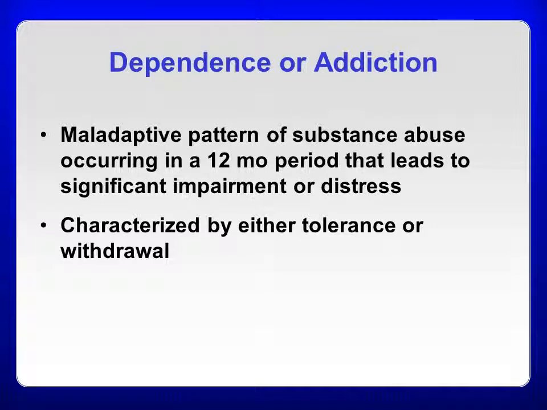Then you have dependence or addiction. So dependence or addiction is a maladaptive pattern that leads to significant impairment or distress, and this will get further characterized by either tolerance or withdrawal. So when someone develops tolerance to a drug, that basically means they need to take more of the drug to get its desired effect. So it causes increased use of the drug so that they can actually get more of an effect from it.